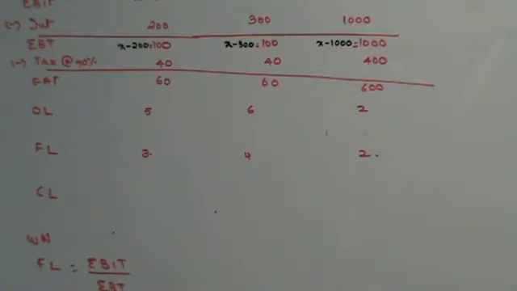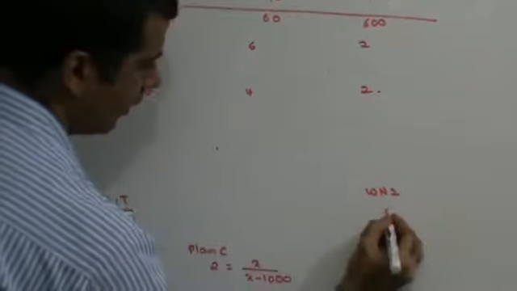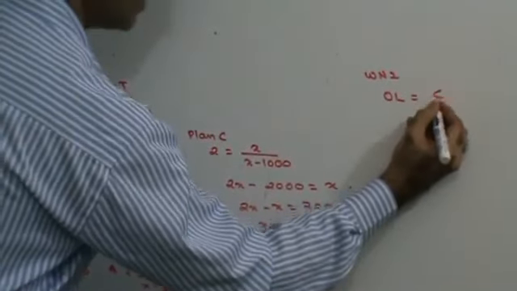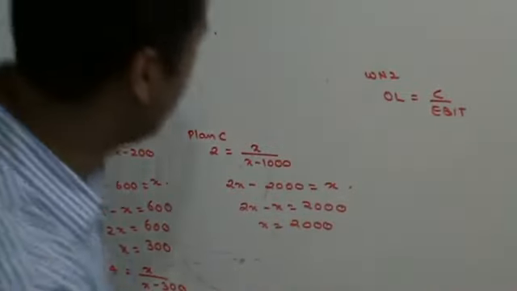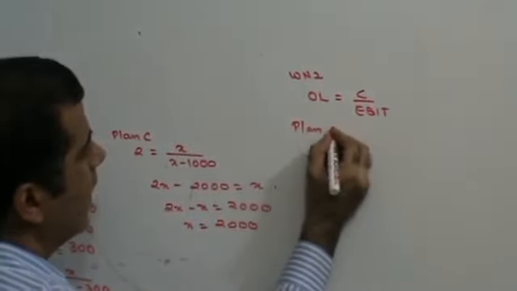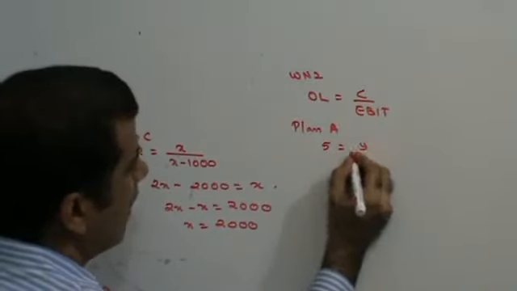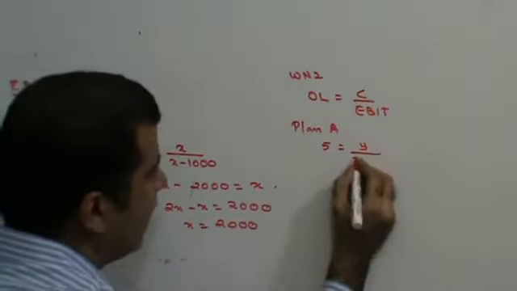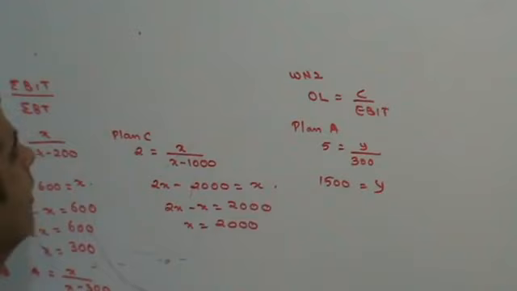Now let's see this. Let's assume the contribution to be say Y for plan A. This was working note 1. Let's see working note 2. Now we know that operating leverage is nothing but C upon EBIT. Right? Operating leverage, plan A. In plan A, operating leverage is given to you as 5, equal to contribution I have assumed as Y upon EBIT, which we found out is 300. So 1500 will be equal to Y, right?